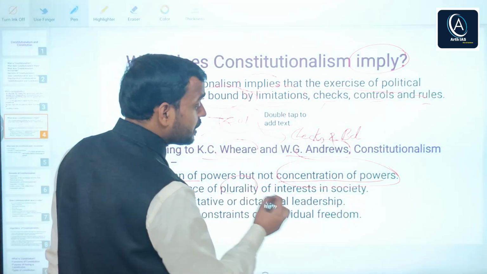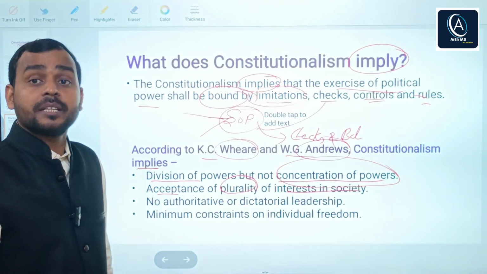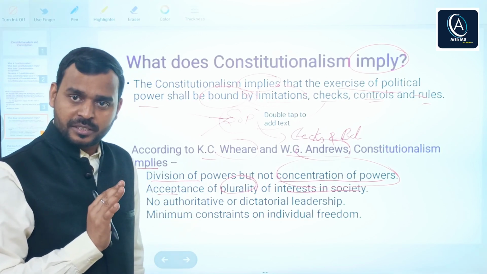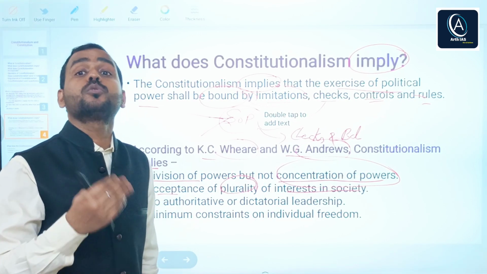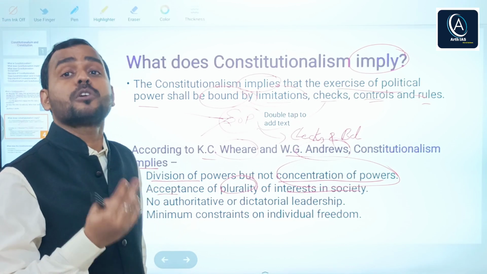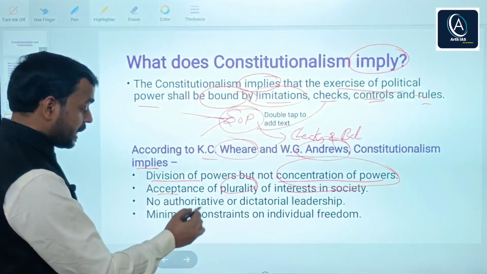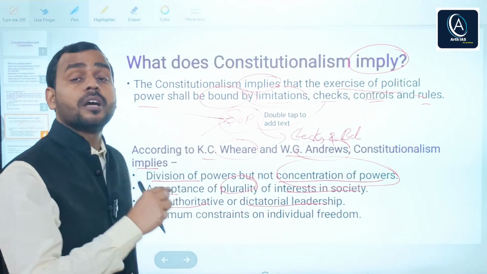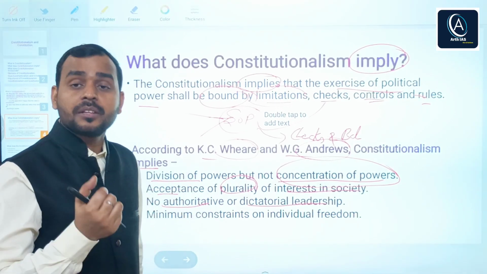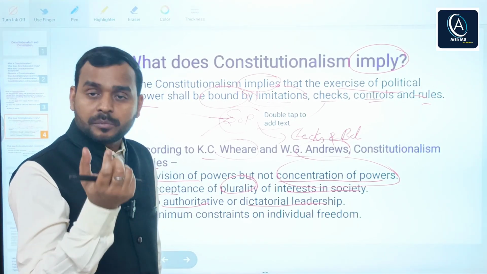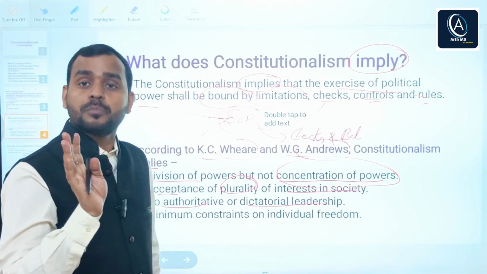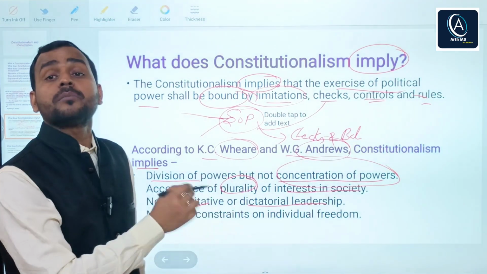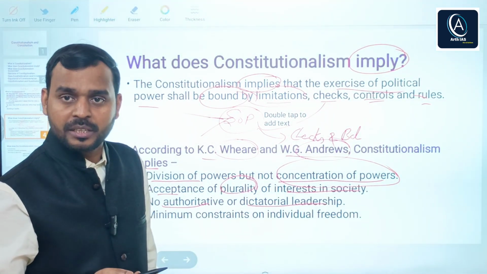Acceptance of plurality of interests in society, not the singularity of interest, which means majority. For example, democracy is nothing but rule of majority, or you can say rule of plurality. Again, no authoritative or dictatorial leadership. Both terms imply concentration of power in the hands of a few people or one person, so it also checks authoritative or dictatorial leadership.